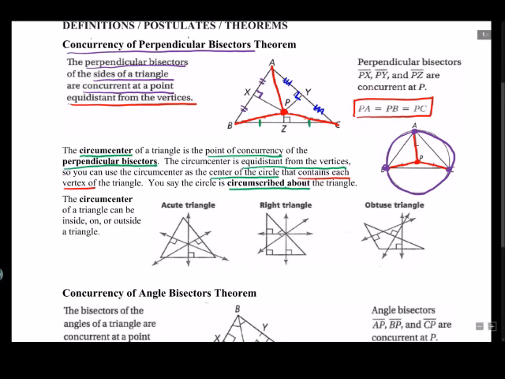The circumcenter can be inside, on, or outside of a triangle. If you have an acute triangle, it's inside. If you have an obtuse triangle, it's outside. And if you have a right triangle, it is on the hypotenuse. So very exciting.